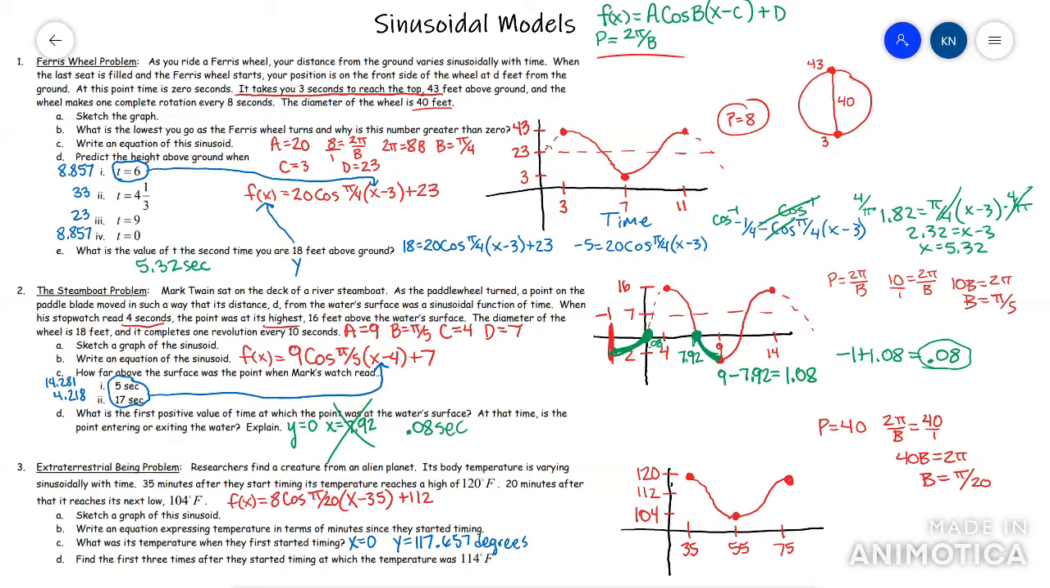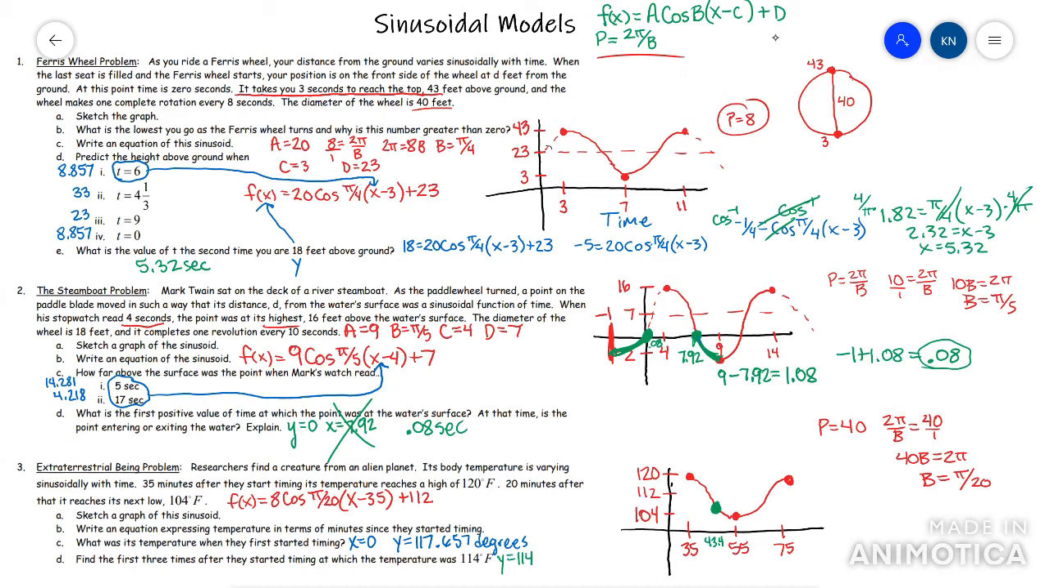Find the first 3 times after they started timing at which the temperature was 114 degrees. So what you're going to do is plug in a Y value of 114, and you're going to solve for your X value. And so when you do this, you're going to get 43.4, like here. 43.4.